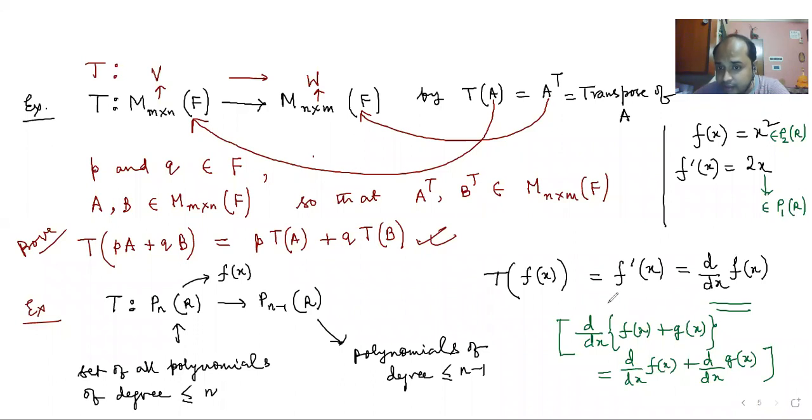Carefully observe that in place of d/dx we have T, so that actually becomes T of f(x) plus g(x), which becomes T of f(x) plus T of g(x). So you can show that this transformation, the differentiation, the property of derivative, is also linear. This is called the linear property of derivative. It is also a kind of transformation.